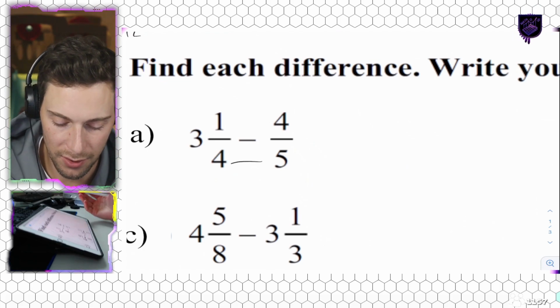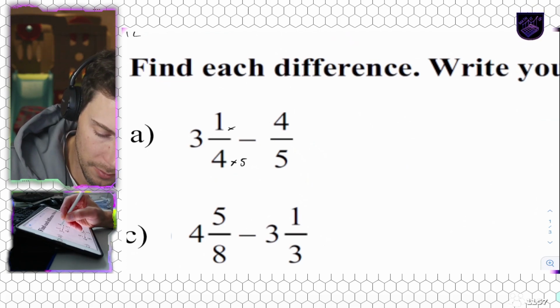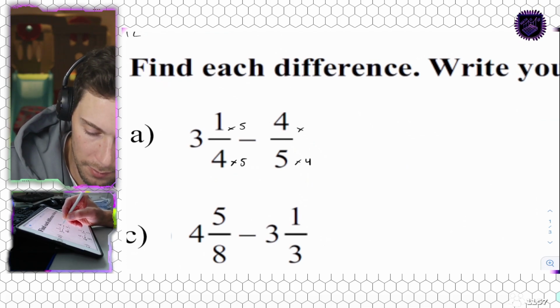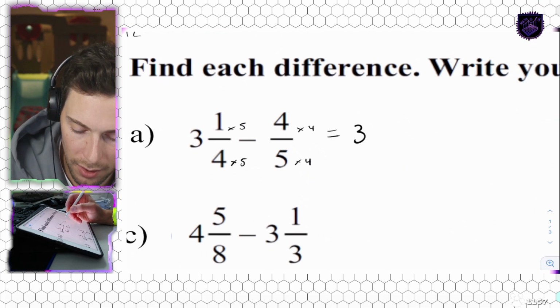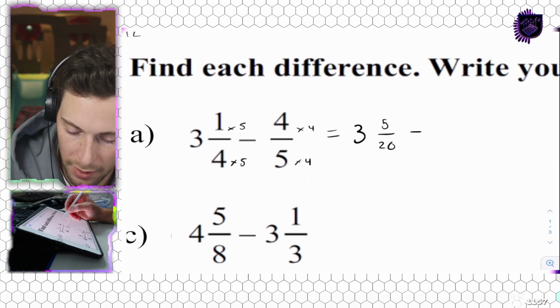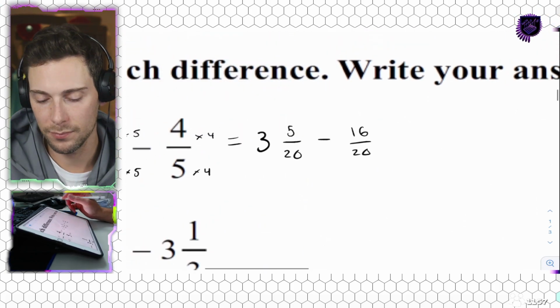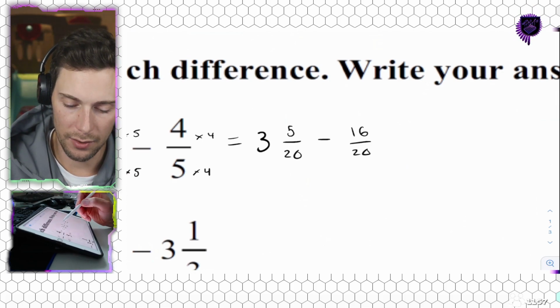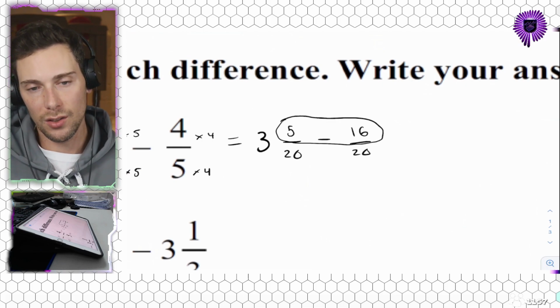The lowest common multiple of these two is them times each other, 20. So times 5 times 5 times 4 times 4, right? So this is going to equal 3 and 5/20ths subtract 16/20ths. Okay. So we're at this point where we can't do this. We have to switch it into an improper fraction.